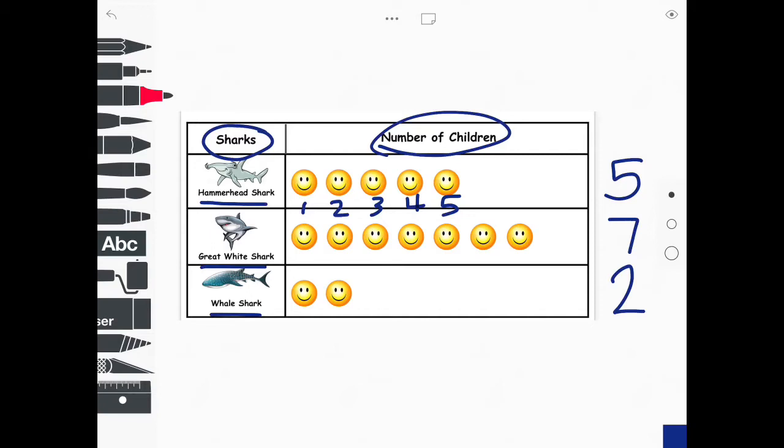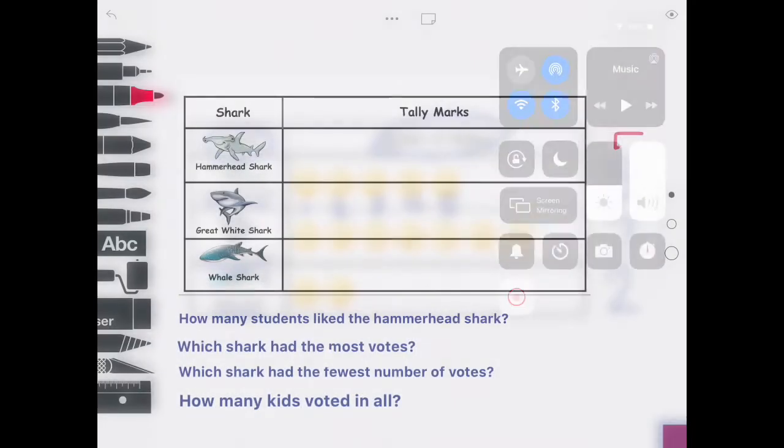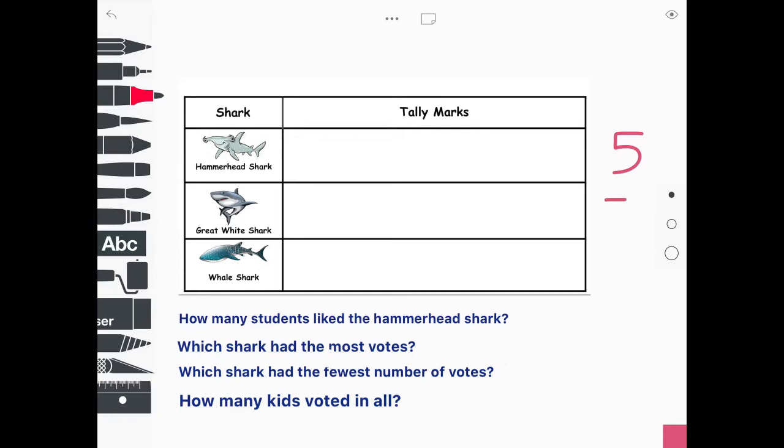We're going to now put this information into a tally graph, and I'll teach you how to use tallies. We have hammerhead, there's 5. Great white, there's 7, and whale shark, there is 2. We're going to be using tally marks to show on our tally chart how many students like each shark. If you are forgetting how to use tally marks, we're going to do a quick review. So a tally mark looks like this. It's just a straight line down.